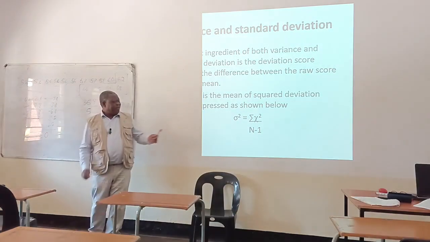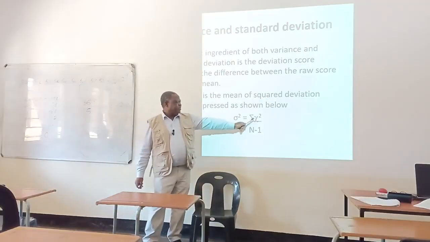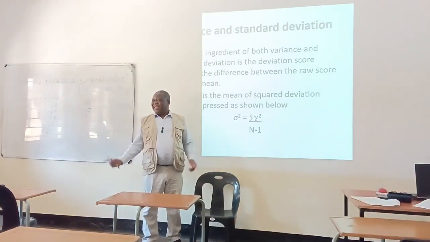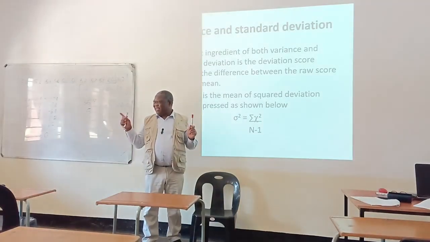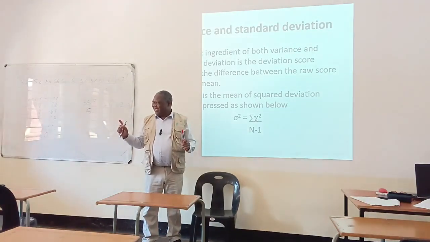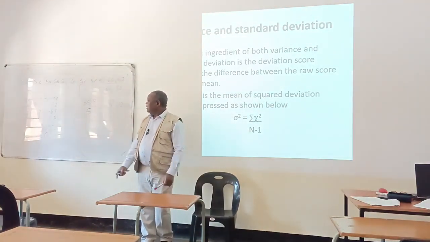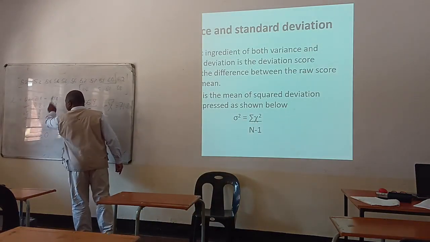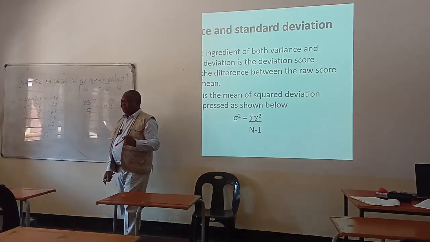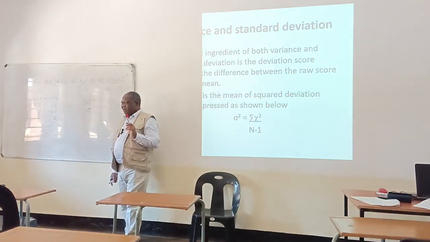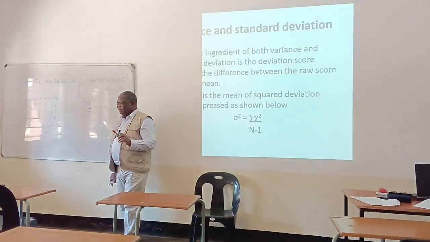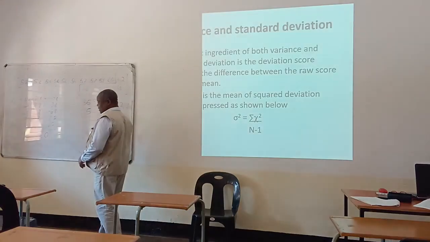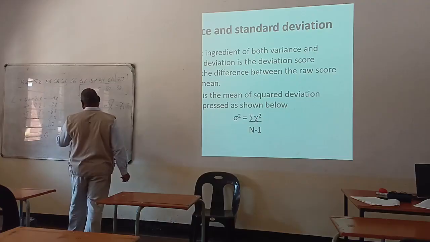This is, you remember, when I was explaining why we square this. It's because of that problem. Every time you add the deviation scores, the answer will always be 0, because you have the negatives and the positives canceling each other. So when you are computing variance, when you are computing standard deviation, you have to square them. So let's do that.